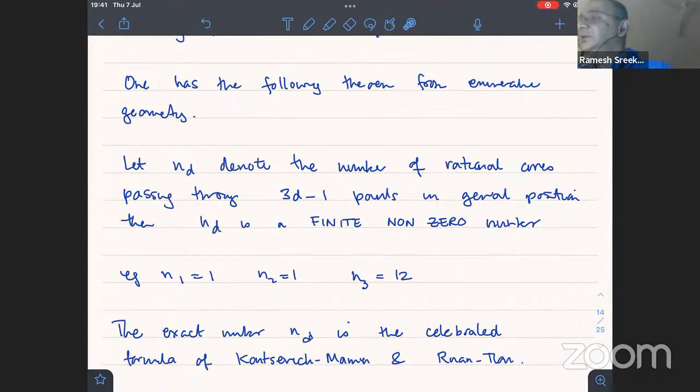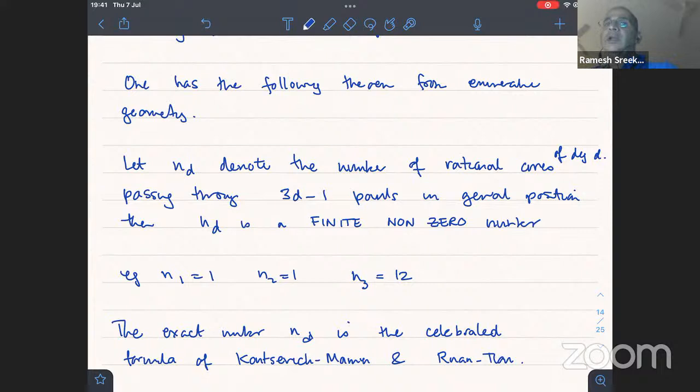Of degree d. This is rational curves of degree d. Then n_d is a finite non-zero number. I say it in this way, it's a greatly studied number. But the main point is that it's a finite non-zero number. So there always exists a rational curve of degree d passing through 3d minus 1 points in general position.